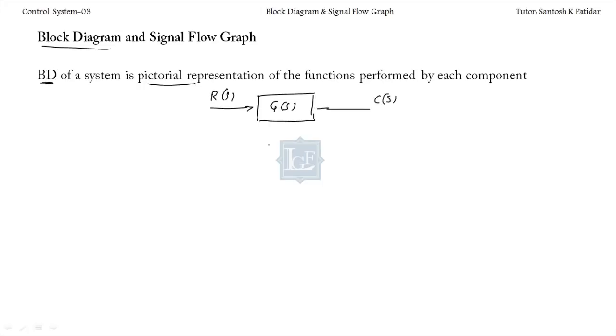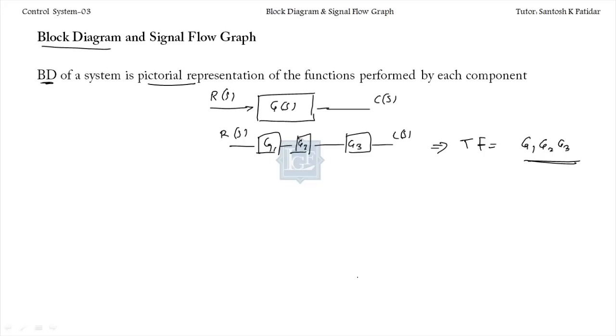So this type of representation is the block diagram representation. Now these blocks may be in cascade form like this. Let's take G1, G2 and G3 cascaded like this. You apply the input here and get the output from this end. In this case, the transfer function will be the multiplication of the individual transfer functions. So we have seen this. In the block diagram technique, we'll encounter these block diagrams.